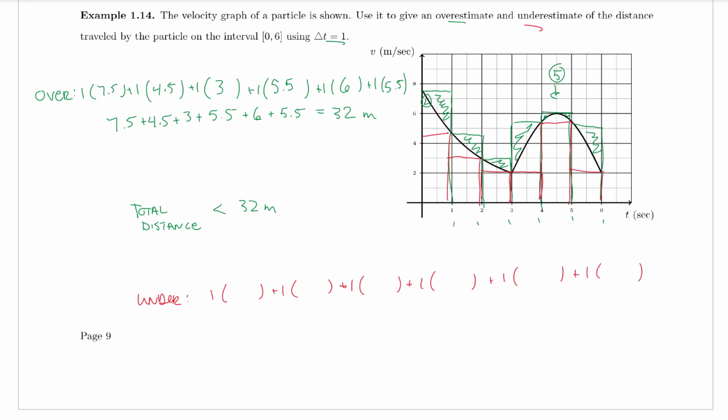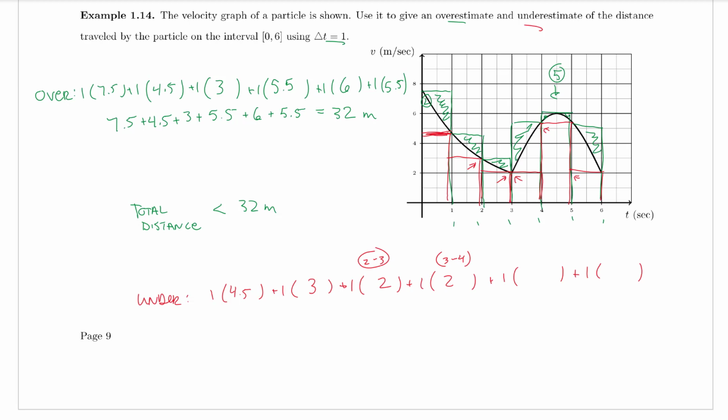And for this first rectangle, it looks like our underestimate height is going to be something like 4.5. For the second rectangle, it looks like the underestimate height is going to be 3. And then a 2. Notice that we're going to use the 2 for both sides of this rectangle, for the 2 to 3 rectangle and for the 3 to 4 rectangle. This is the 2 to 3 rectangle right here, and this is the 3 to 4 rectangle right here.